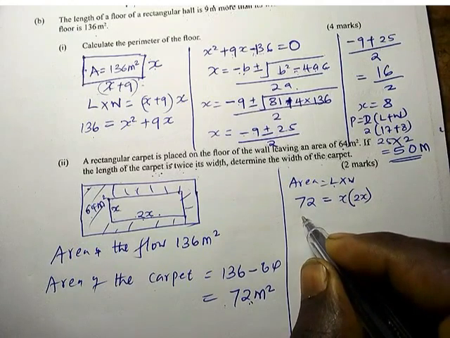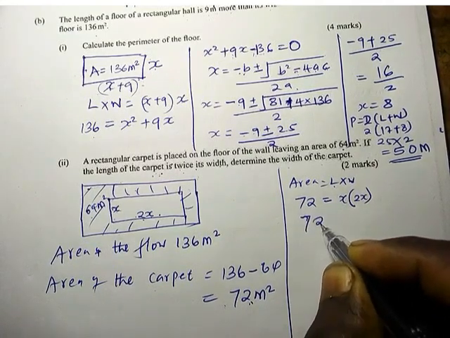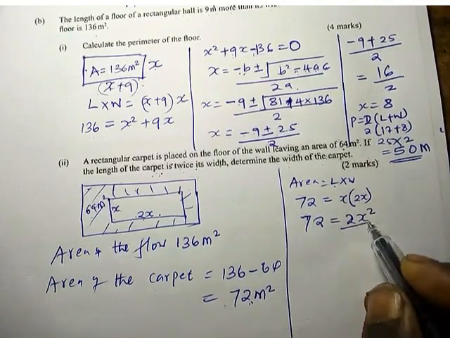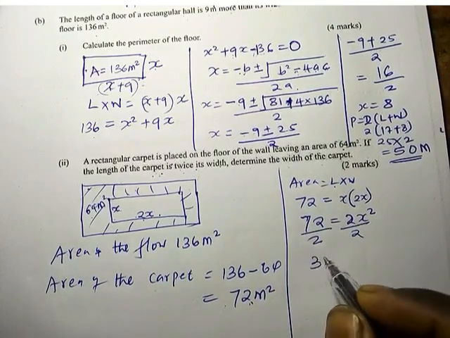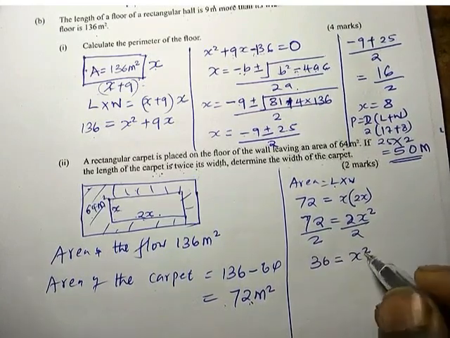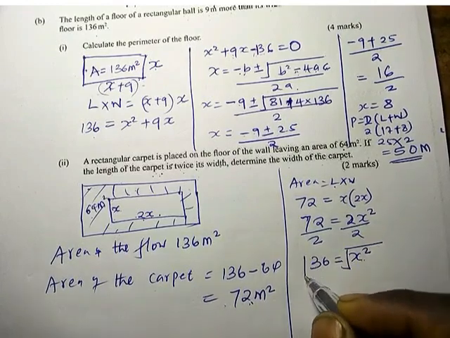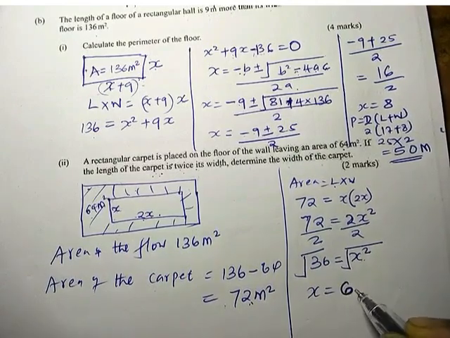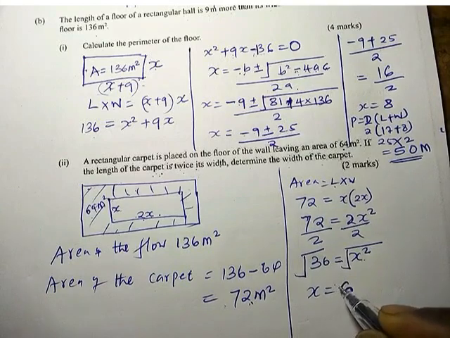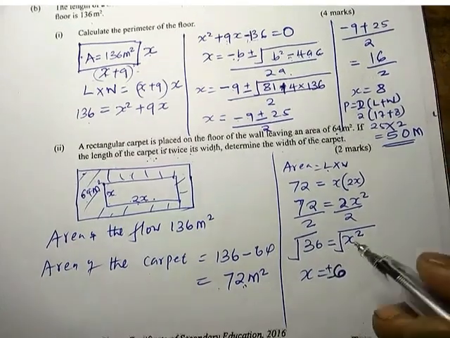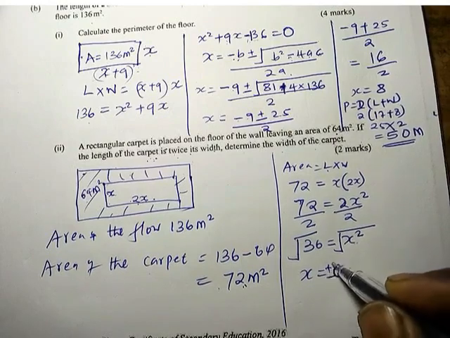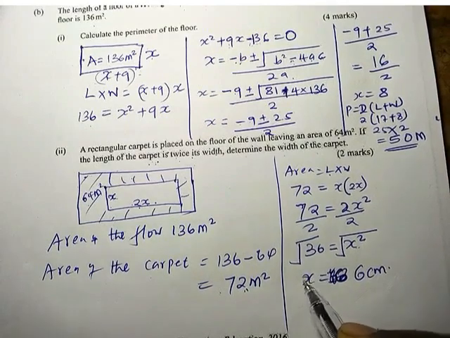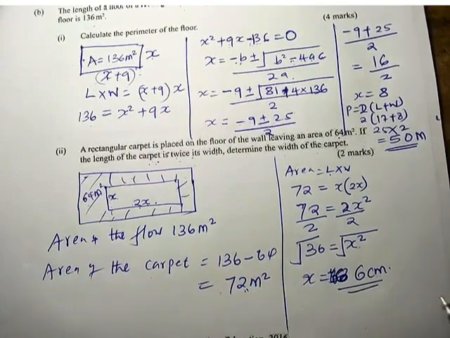So 72 is equal to 2x squared. So we divide by 2 on both sides. So 36 is equal to x squared. To find x, we find the square root of both sides. So x is equal to 6. It should be positive or negative, but we know length is only positive, that is why I have taken positive 6 centimeters. So x, that is the width, is 6 centimeters.